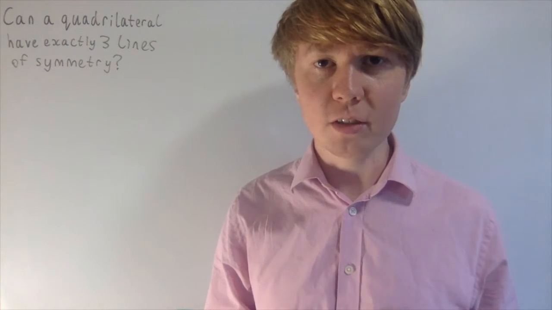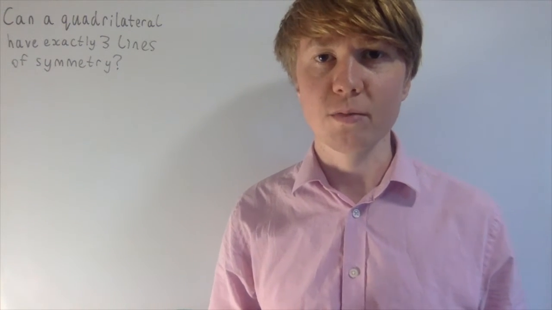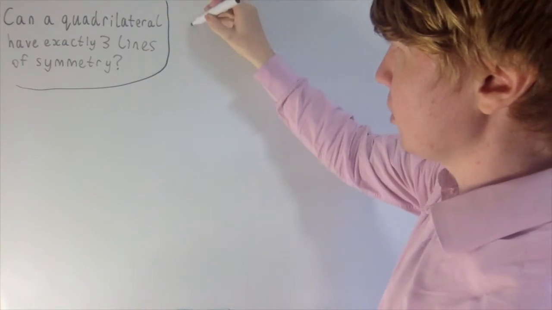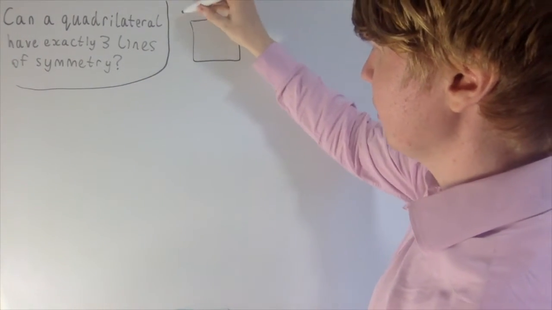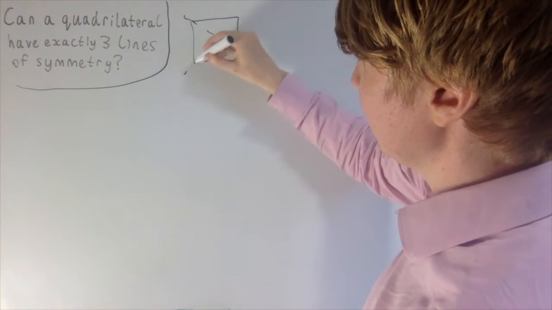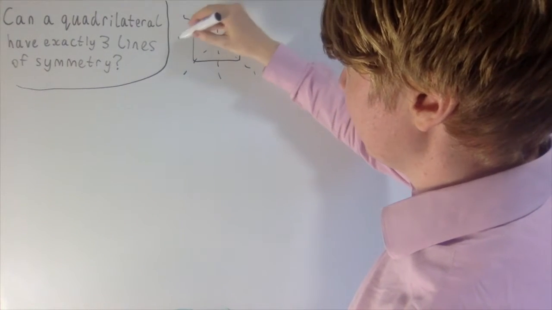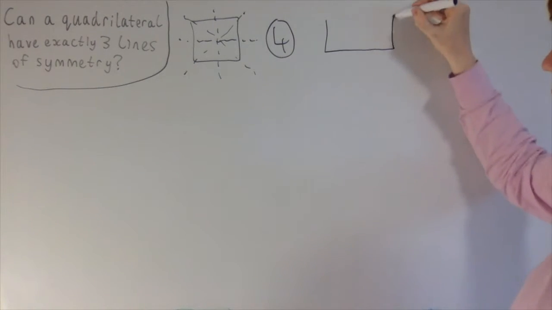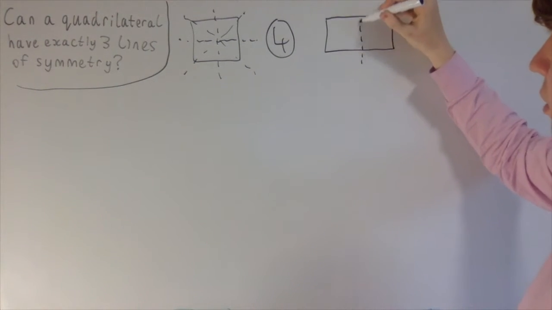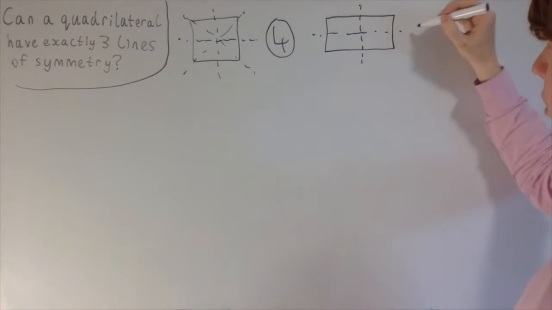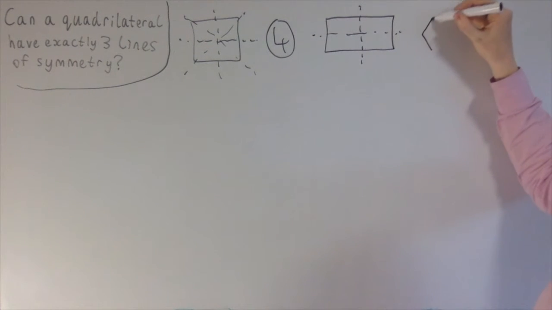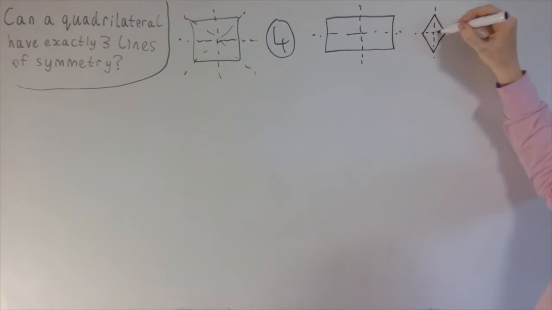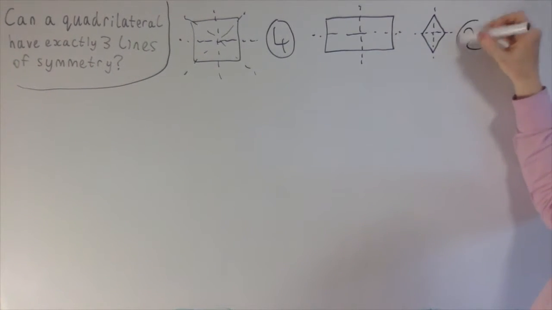Okay, so we're going to have a look at reflectional symmetry properties of quadrilaterals. There's lots of different examples you can explore. For example, a square has 4 lines of symmetry. And also, a rectangle has 2 lines of symmetry. And so does a rhombus, a diamond shape like this. You've got examples with 2 lines of symmetry.